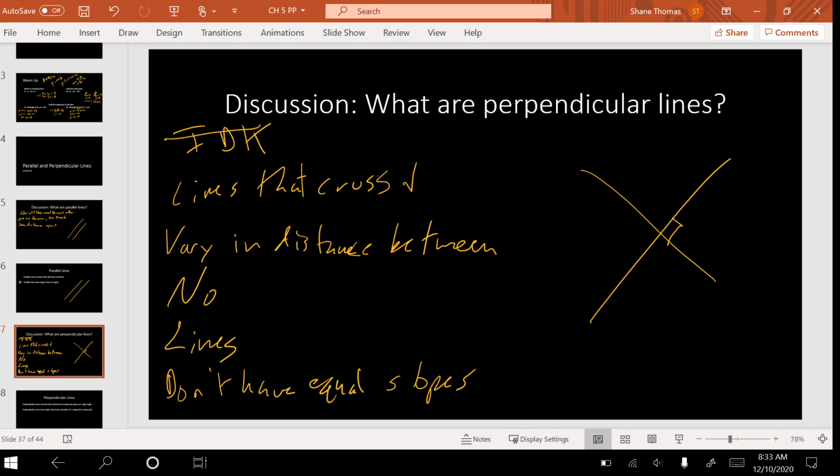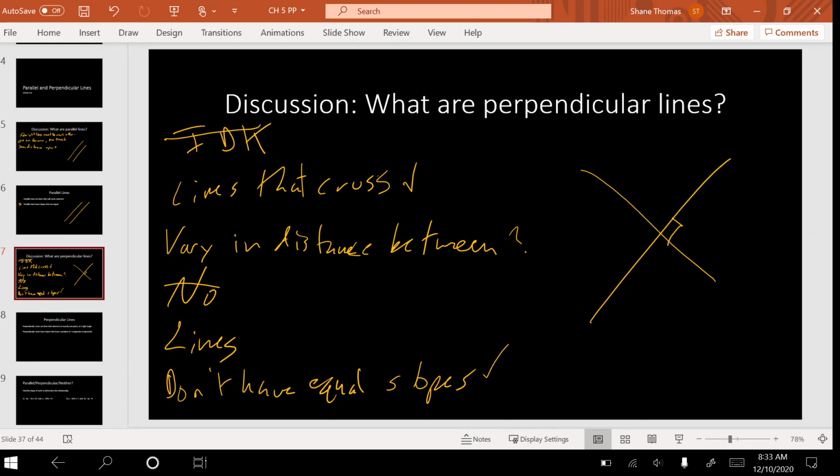Yeah, this next one, vary the distance. I don't know about that. We'll put a question mark on that one. Yeah, lines. Well, it's obviously lines. Again, they don't have equal slopes. Okay, it's a little rough.